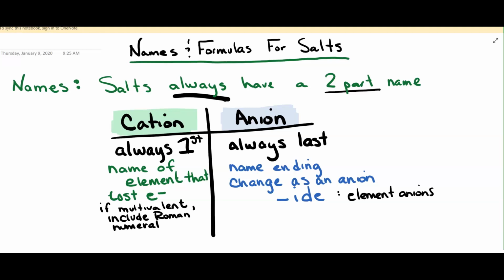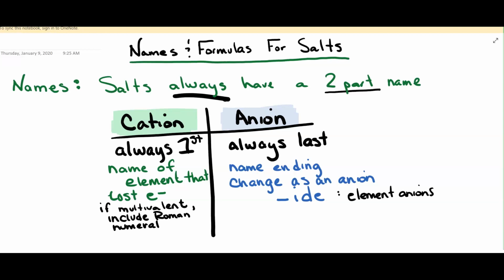So what is the name of the cation? It's the element that's lost its electrons. It doesn't matter how many of them there are. It's just simply the name of the element that lost its electrons. It could be sodium, it could be calcium, it could be any metal that tends to lose electrons.